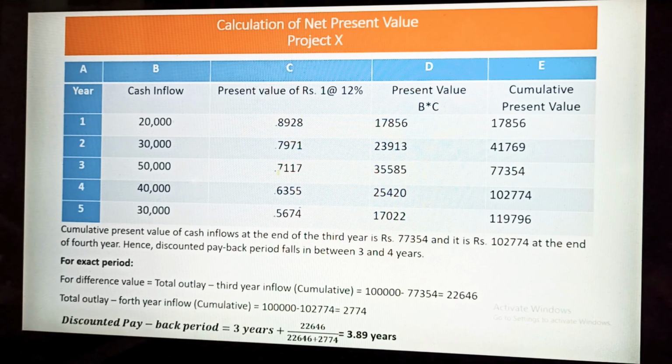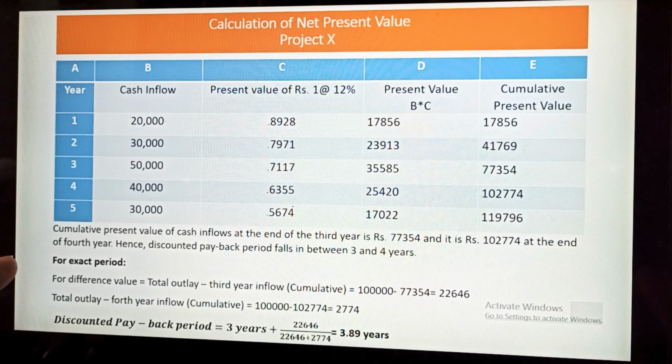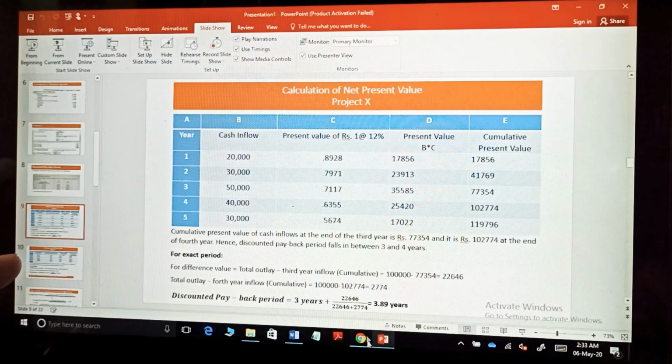Here in section C I have taken the present value of rupees 1 at the rate of 12%. As I have told you, you have to take this value through the present value table. I'll tell you at the end how to check this present value of 12%. For 1 rupee I have taken these values. You may get stuck here, so let me finish this thing. Let's see how to find the value. Let me go back and I'll show you.